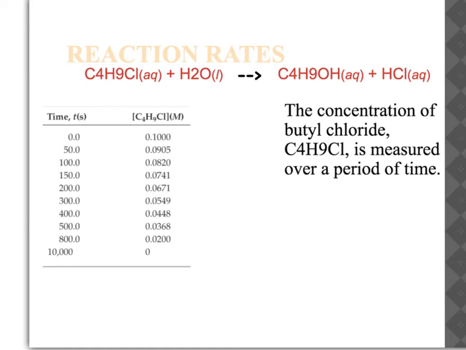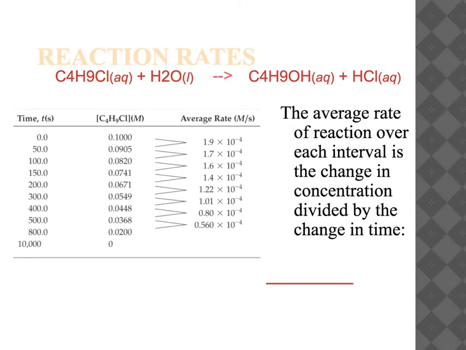Here's an actual chemical reaction between butyl chloride and water producing butyl alcohol and hydrochloric acid. And you can see, as time progresses, how the concentration of the butyl chloride decreases until it's completely consumed. And look at what happens to the rate of the reaction over a period of time. As time goes on, the rate decreases as the concentration of our reactant decreases. Less molecules available for the reaction to proceed.